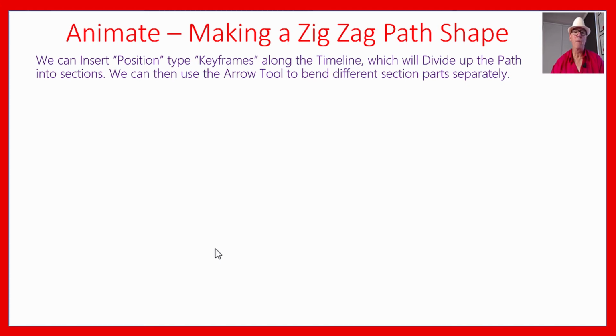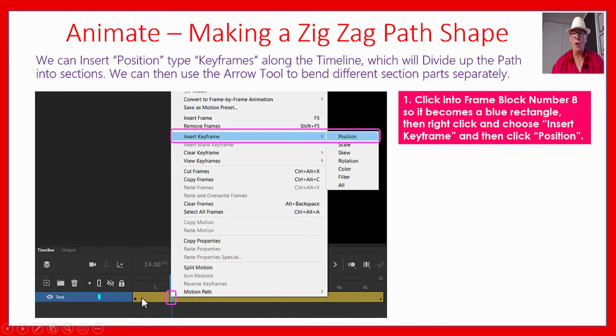Now, the zigzag path: we put in these position keyframes along the timeline, and that's how we work that out. We're just going to go in 8s, we decided, because we've got 48, and if you know your maths, 6 8s are 48, so we can make 6 little zigzag points by dividing by 8 and going 8, 16, 24, 32, 40 and 48. If you know your 8 times tables.